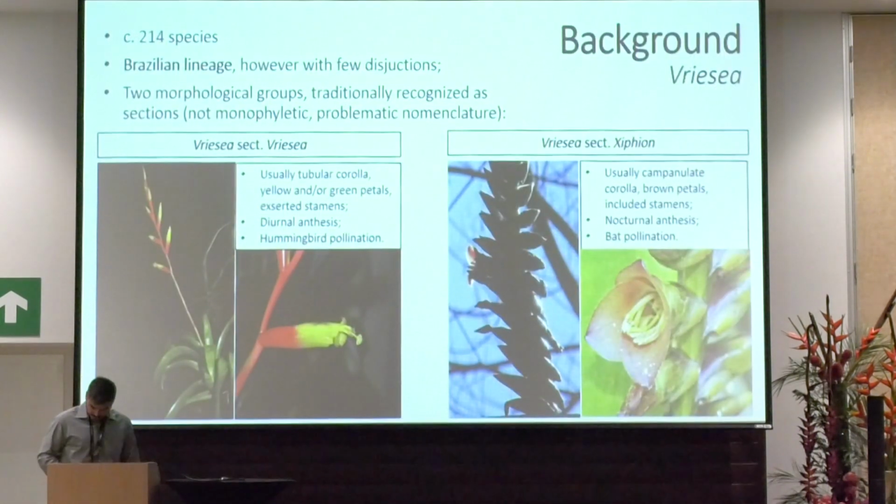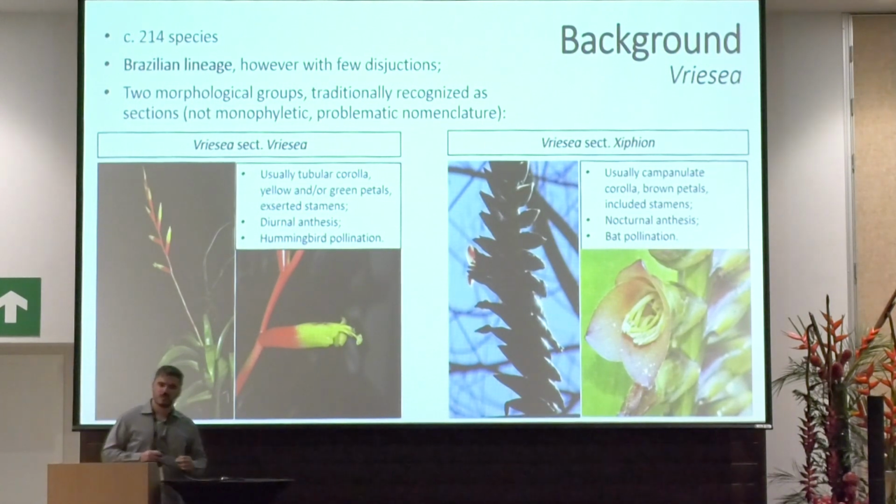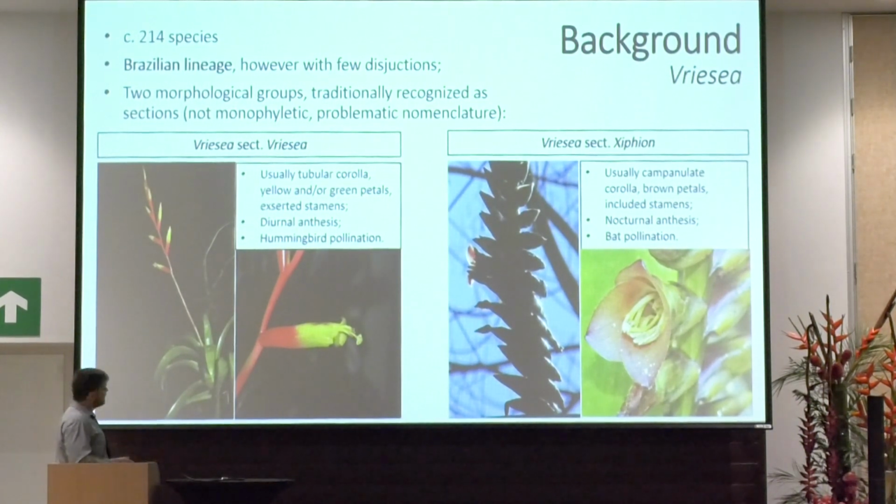Okay, so talking a little bit about Vriesea. Vriesea has more than 200 species. Right now, until early today, we had 214 species, according to the GODA website. And Vriesea is a Brazilian lineage, okay, with a few disjunctions towards the northern part of South America and also in Central America. And we have basically two morphological groups, okay?